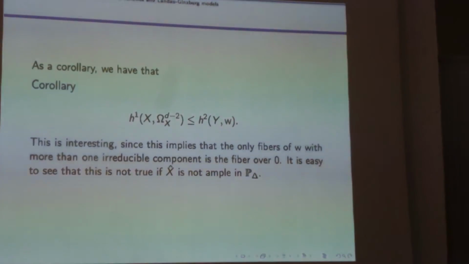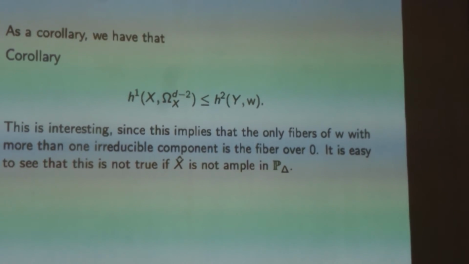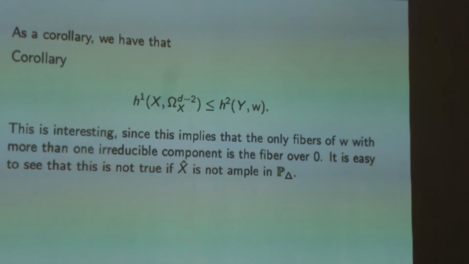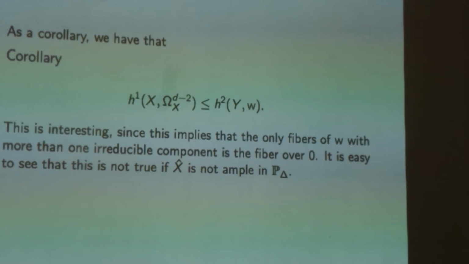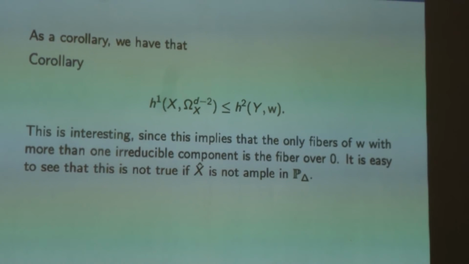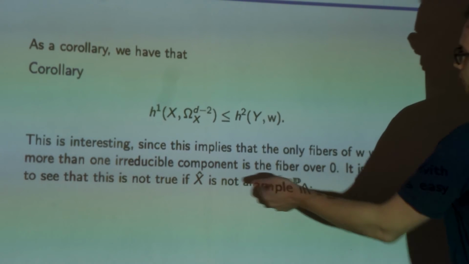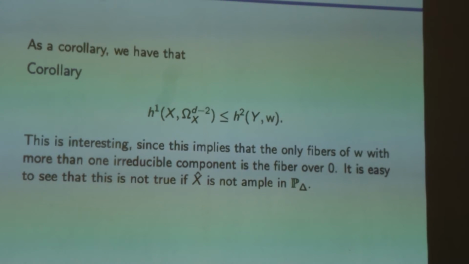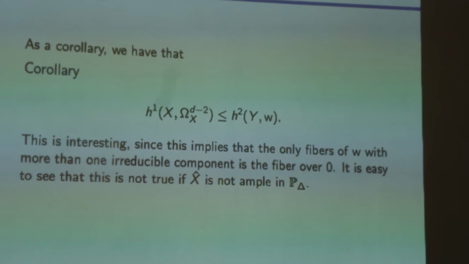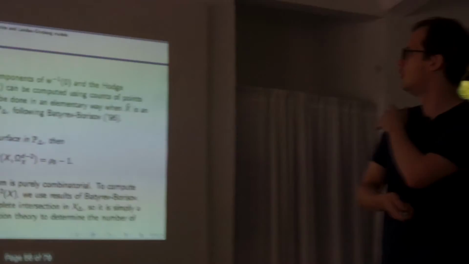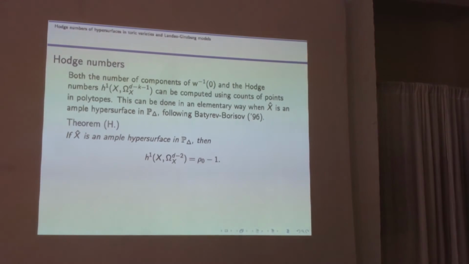Yeah. As I said, this implies that all the really badness of this Landau-Ginzburg model is in the fiber over 0. And so you can ask, how generally is this true? The answer is that it really depends on X hat being an ample hypersurface in P delta. If you move beyond this, you can easily find examples where this does not hold.